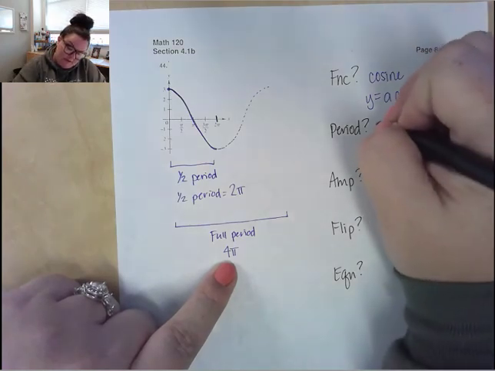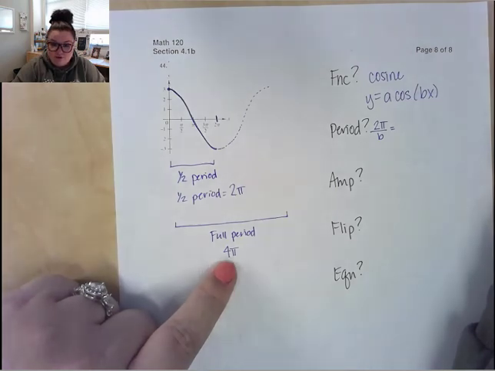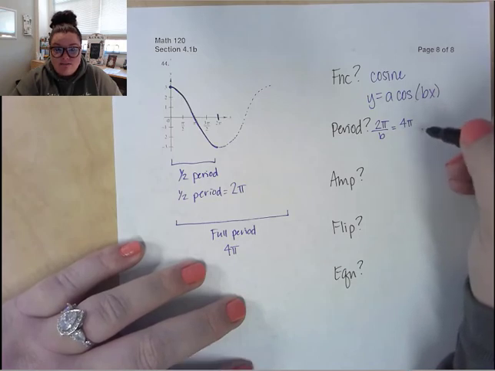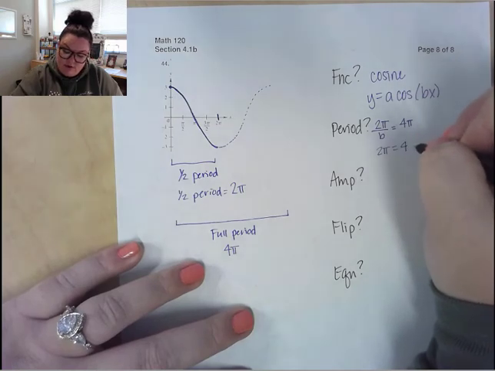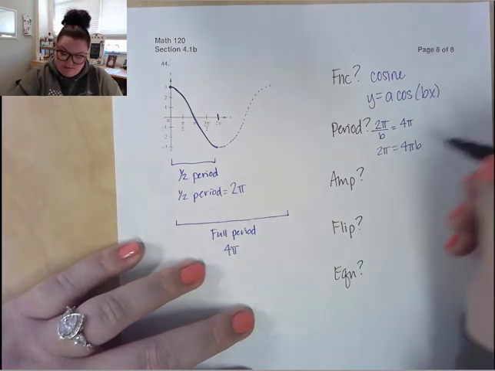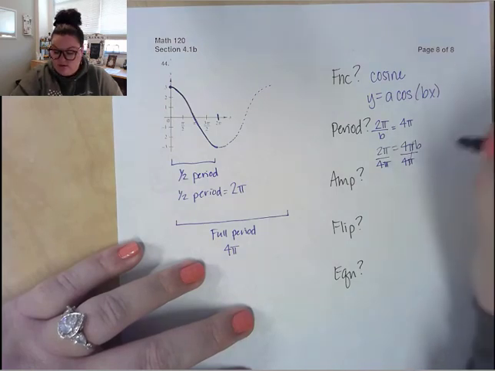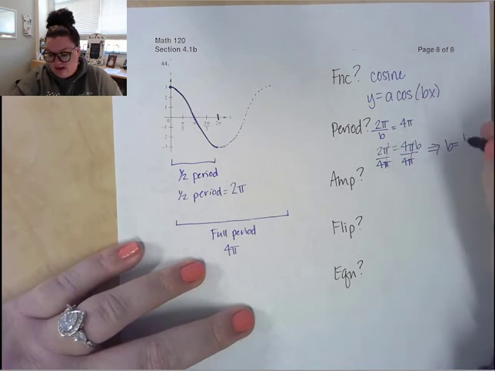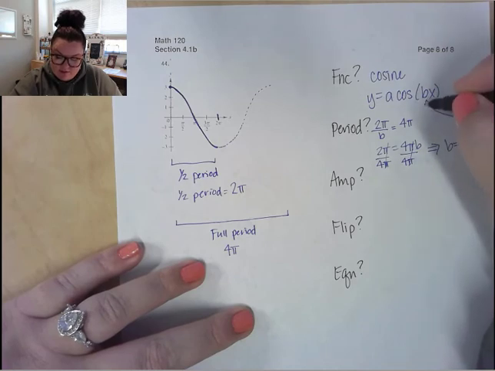So our period formula says to do 2 pi divided by b to get our period length, which we know is 4 pi. And now I can go ahead and just cross multiply. So when I cross multiply, that's going to give me 2 pi is equal to 4 pi b, right? And again, I'm solving for b. So I'm going to go ahead and divide off the 4 pi. And so that tells me that b is equal to, when I reduce here, my pi's will cancel, and I'll get 1/2. Okay. So now I know my b value is 1/2.